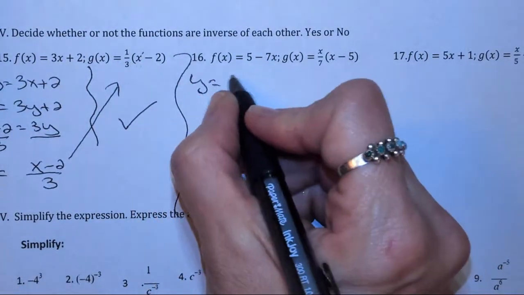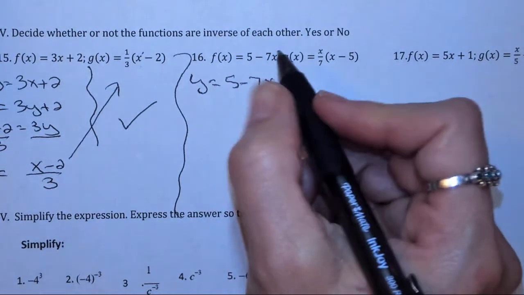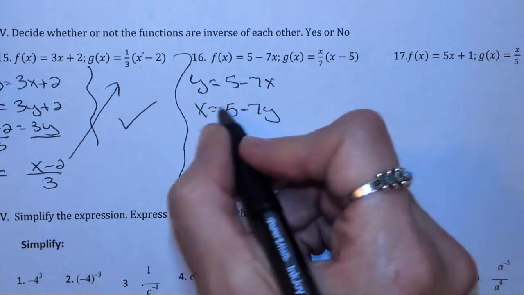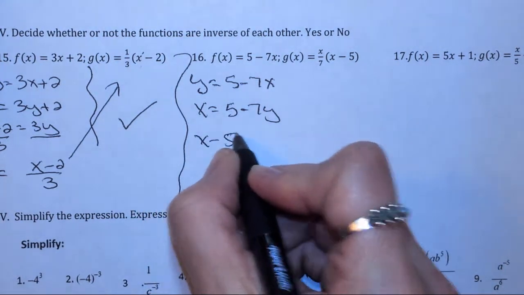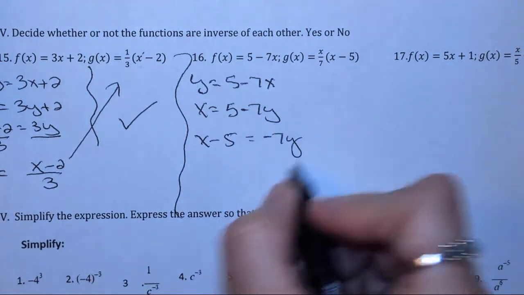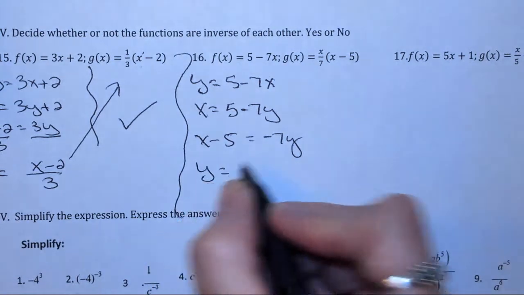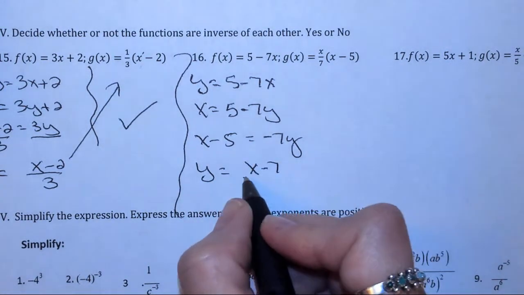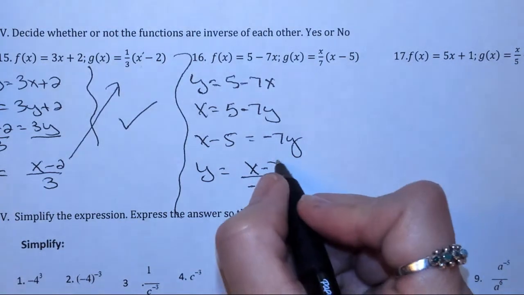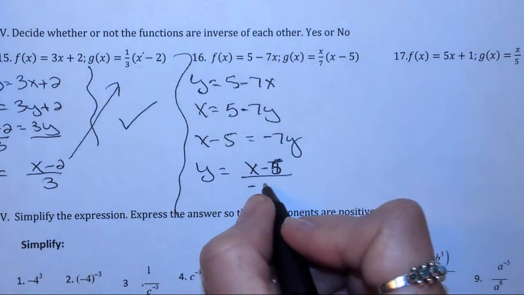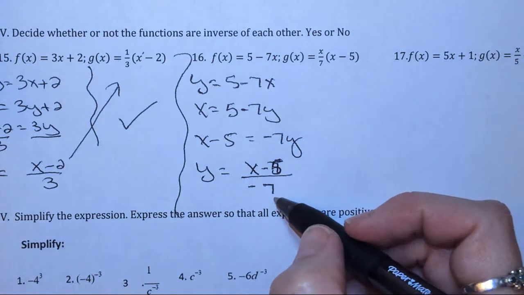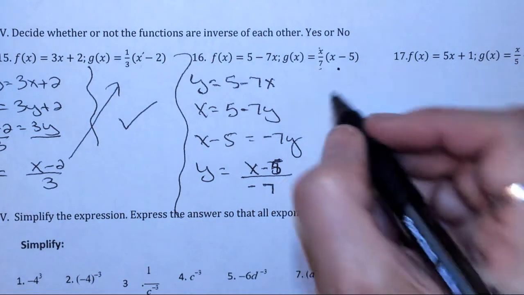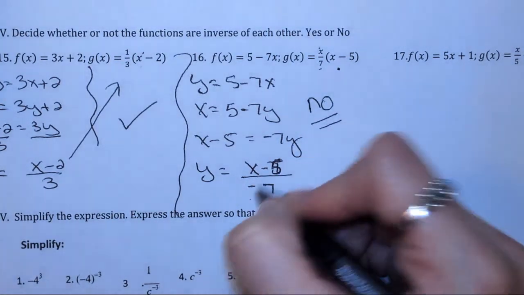Okay, I'm going to do the same thing right here. So y equals 5 minus 7x. I'm going to flip them. X equals 5 minus 7y. I'm going to subtract the 5. Okay, and then I'm going to divide by negative 7. So y equals x minus 5 over, oops, I said 5, but I wrote 7. X minus 5 divided by negative 7. Well, this does have an x minus 5, but it also has an x over 7. So that's definitely a no, and it didn't have a negative.